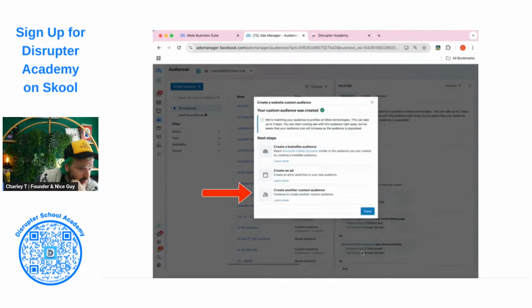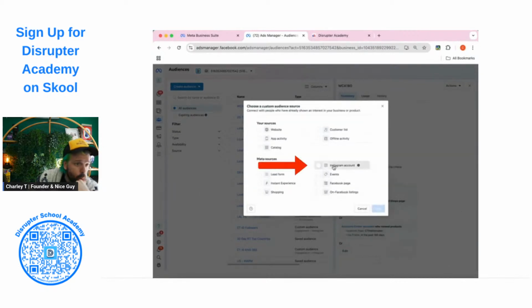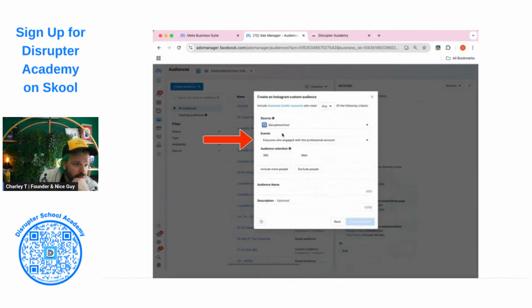Now, when that's done, we also want to make that Instagram engager audience that we talked about. So let me show you how to do that. We're going to go to create custom audience. We're going to go to Instagram account and hit next. And we can say everyone who engaged with this account in the last 365 days. Great. And so we can do here DSIGENG365. That is Disrupt Your School Instagram engagers from the last 365 days, and hit create.